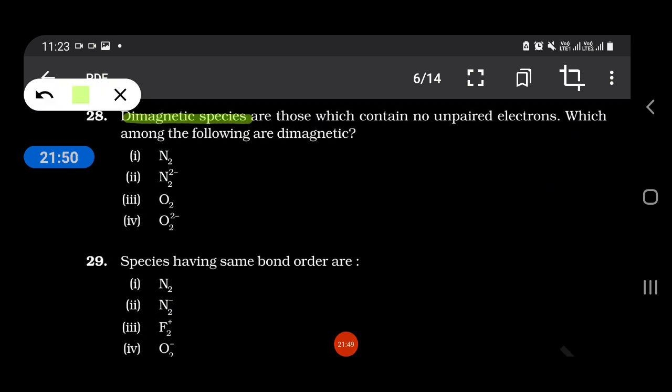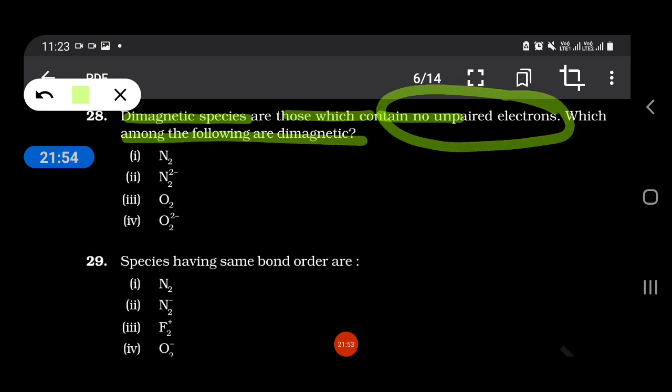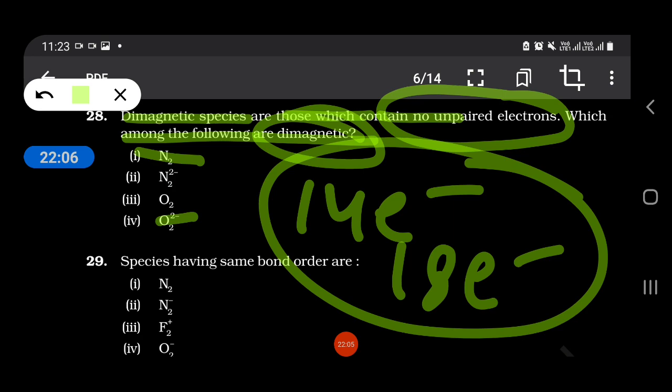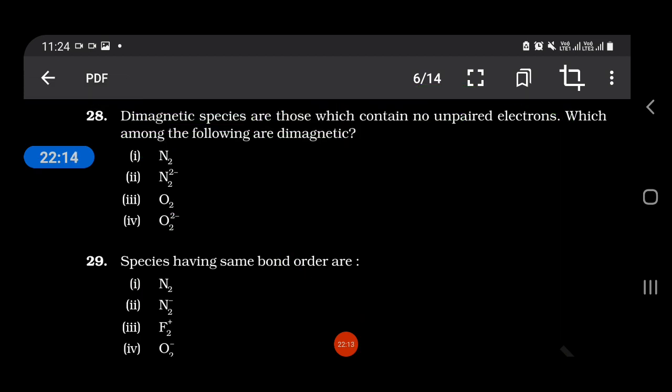The diamagnetic species are those which contain no unpaired electrons. Which among the following are diamagnetic? So our answer is the 14 electron system and the 18 electron system. And no unpaired electrons are found, all are completely filled.